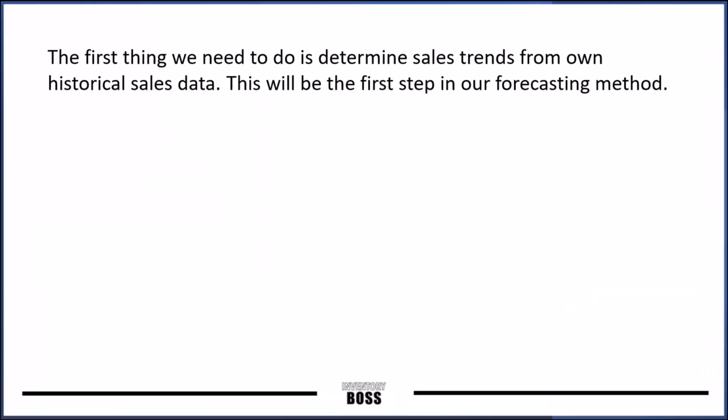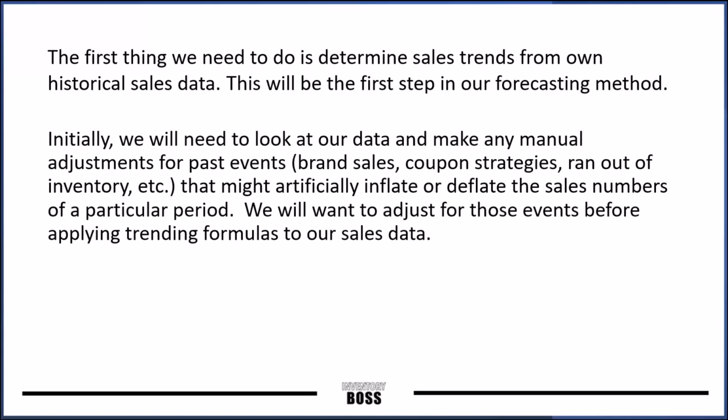Now, the first thing we need to do when we're looking at making an order for a future sales period is to determine what sales trends we have from our own historical data. And so, of course, we're going to need to gather some data. And once we get our data, we need to look at it to see if we need to make any manual adjustments for past events.